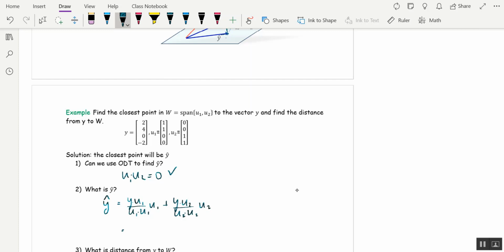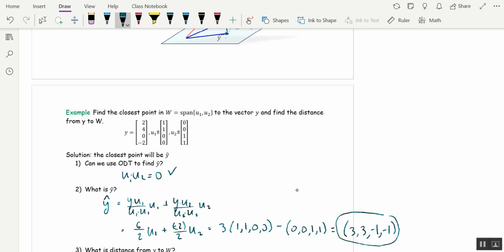Here we go: y dot u1 is 6, u1 dot u1 is 2, times u1, and then plus y dot u2 is negative 2, u2 dot u2 is 2, times u2. So I'm going to have 3u1, and u1 is (1, 1, 0, 0), and then minus u2, and u2 is (0, 0, 1, 1). So that's (3, 3, -1, -1). That answers find the closest point in W to y.